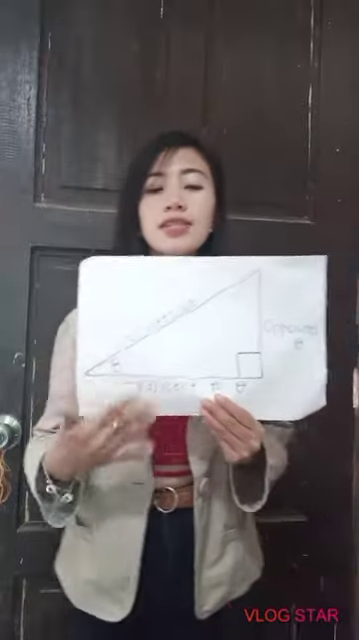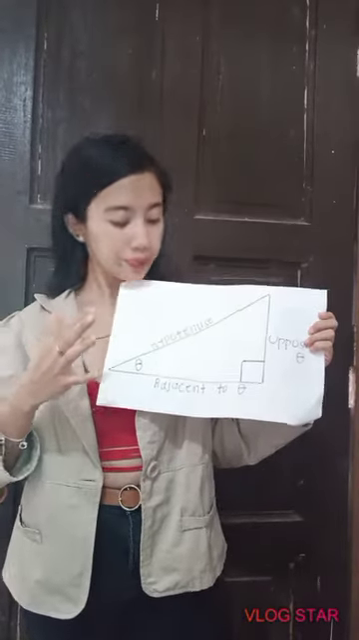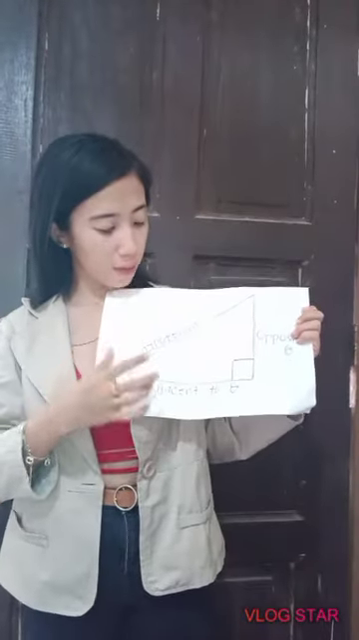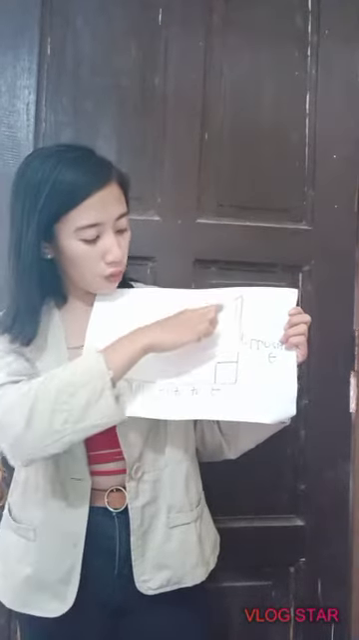Then the CAH in SOHCAHTOA means cosine equals adjacent over hypotenuse. Then TOA stands for tangent equals opposite over adjacent. In this illustration, we're going to see how to identify the hypotenuse, the opposite, and the adjacent. So this is the long one here.